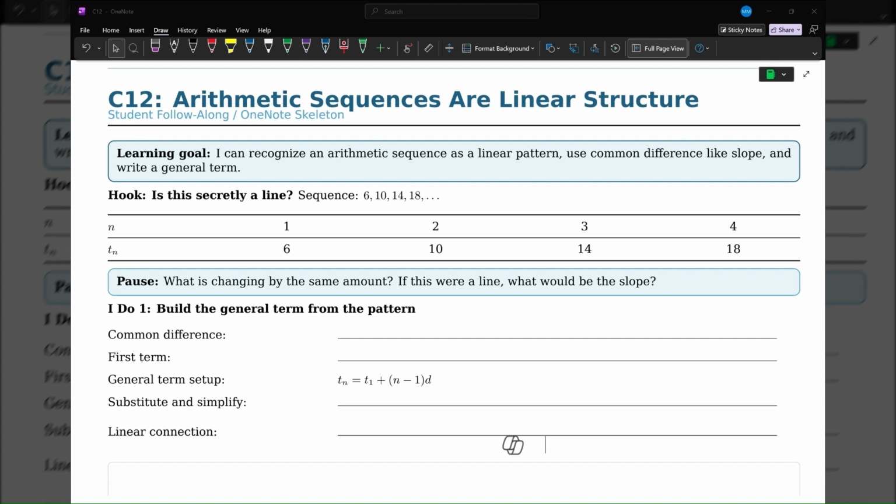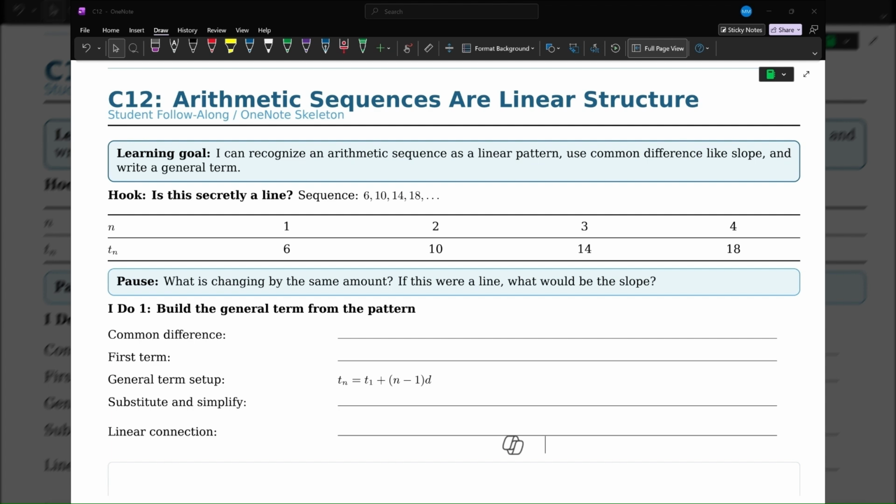So you can see our hook here is a secretly aligned. You have a sequence 6, 10, 14, 18. I've made a table of values. You can see n is the term number and tn is the term. Pause for a second here and ask yourself, what's changing by the same amount? And if this were a line, if you were to graph these points, what would be the slope? We will solve this question in I do one. So pause it, try the hook, and then we'll come back.